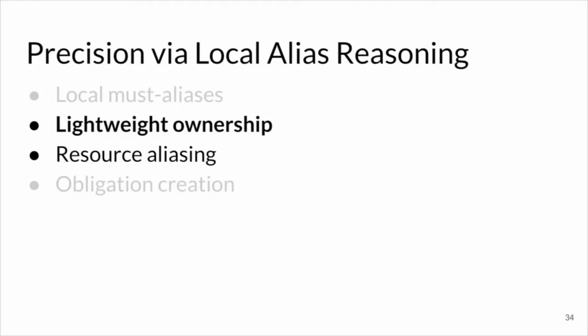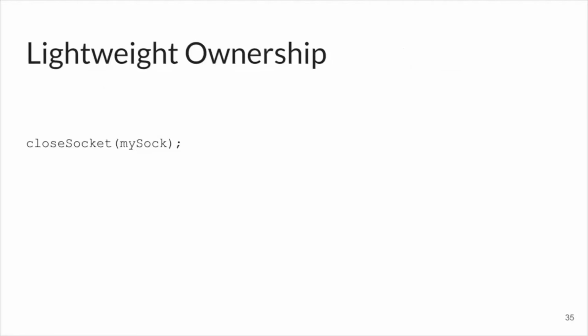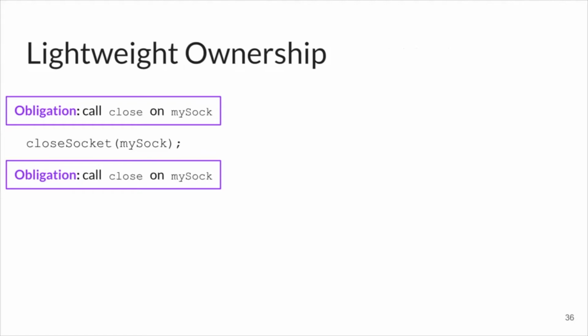So first, I want to talk about our lightweight ownership system. This is useful in situations like the one on the left side of your screen, where there's some method, closeSocket, that's going to take responsibility for closing some socket like mySock in this example. However, naively, our analysis doesn't know anything about the implementation of closeSocket. So if there's an obligation to close mySock before closeSocket is called, that obligation will still be there afterwards.